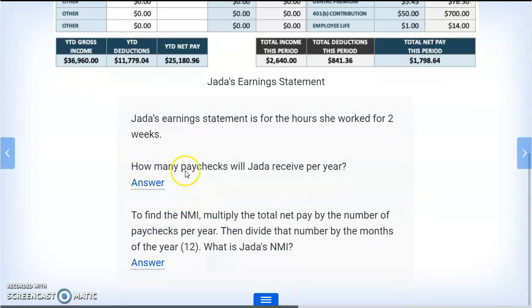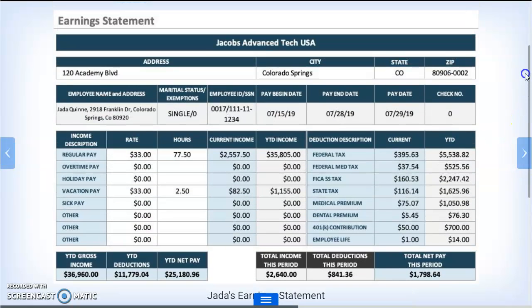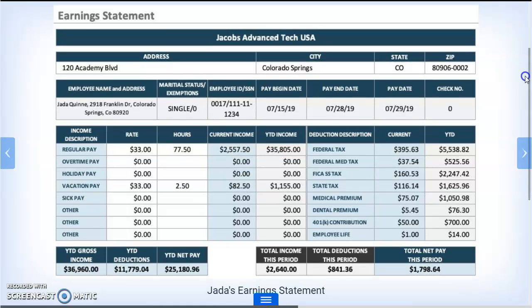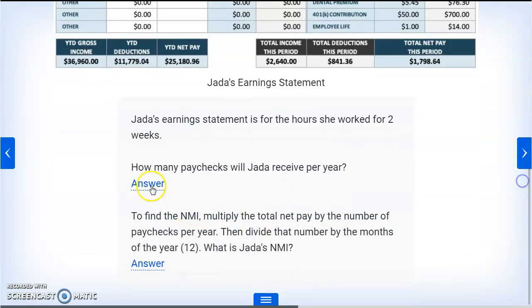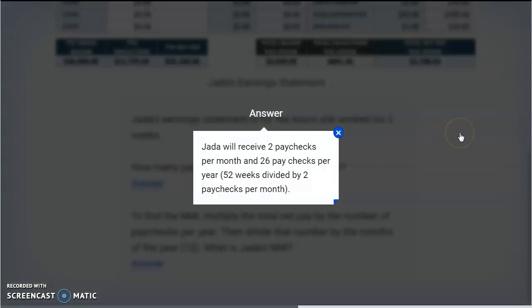Let's answer these two questions. How many paychecks will Jada receive per year? So Jada gets paid, it depends. Let me click on the answer so I can show you. Jada will receive 2 paychecks per month. Okay, so she gets paid every 2 weeks. So it's 2 paychecks per month, 26 paychecks per year. 52 weeks divided by 2.